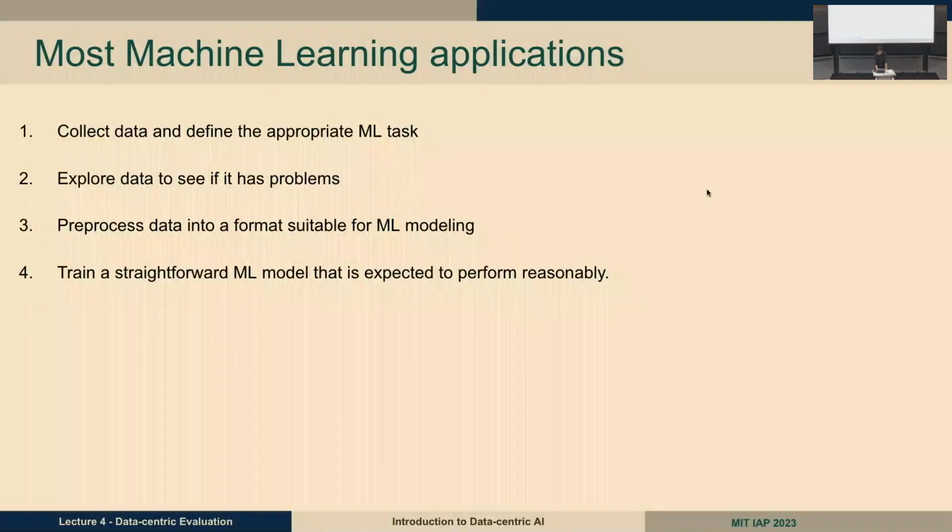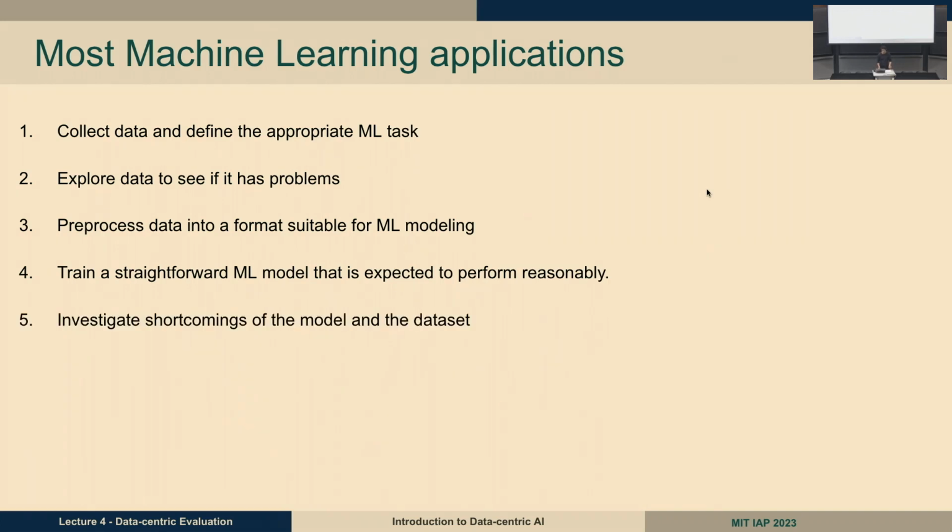And so this is probably the machine learning pipeline that you've been taught in most of your classes. You collect data and define the machine learning task, explore the data and figure out what kind of variables there are and pre-process them so that it's suitable for machine learning. And then you train a model, and that's probably what you did in previous classes.